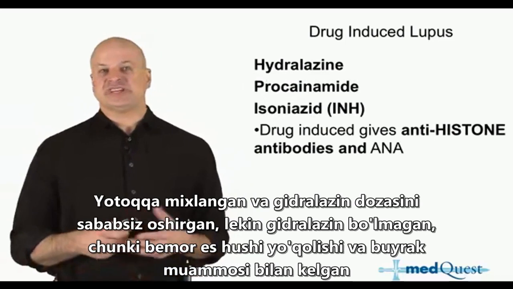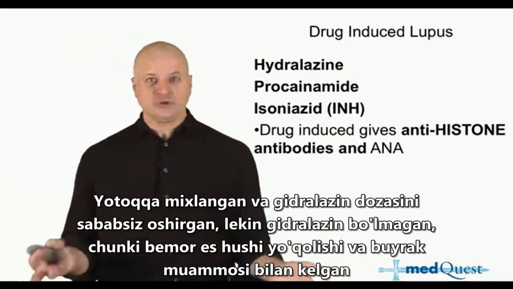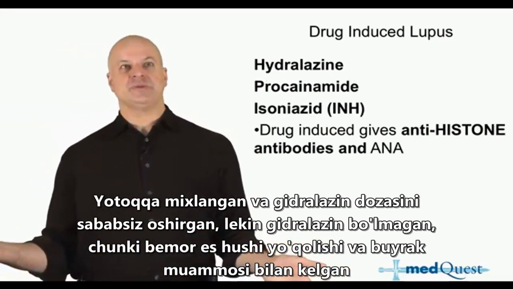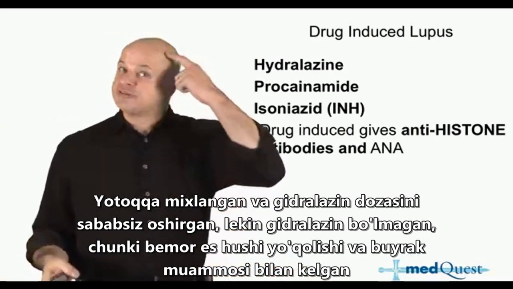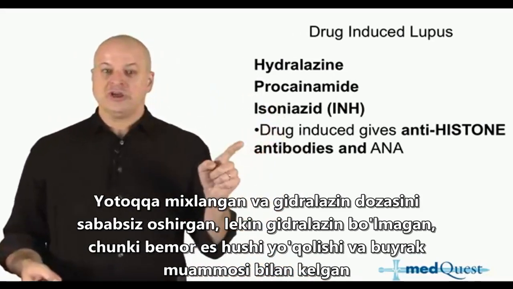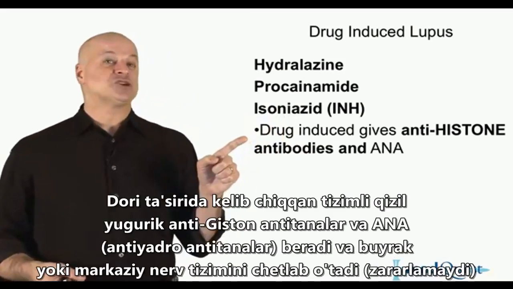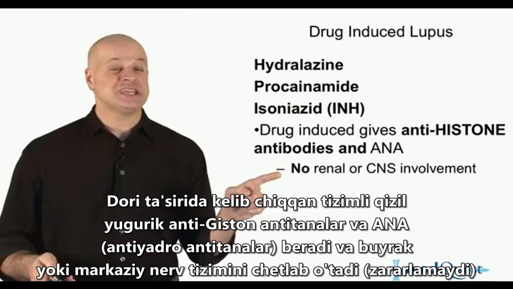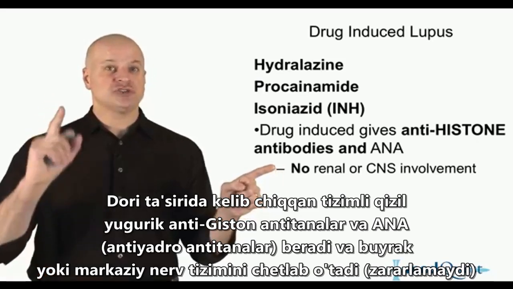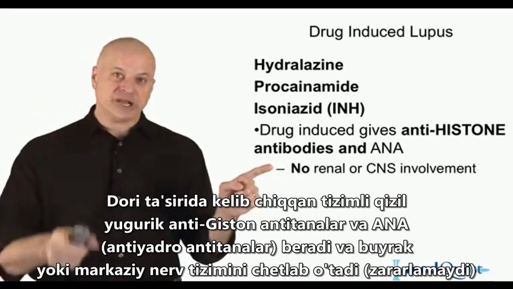Well, the interesting thing is I saw a patient this week that had regular lupus that had the bad luck to have been put on hydralazine for another reason. It wasn't the hydralazine because she came in with confusion and renal problems. That's the question for you. You see, drug-induced lupus gives antihistones and it spares the kidney and brain. Drug-induced lupus spares the kidney and brain.